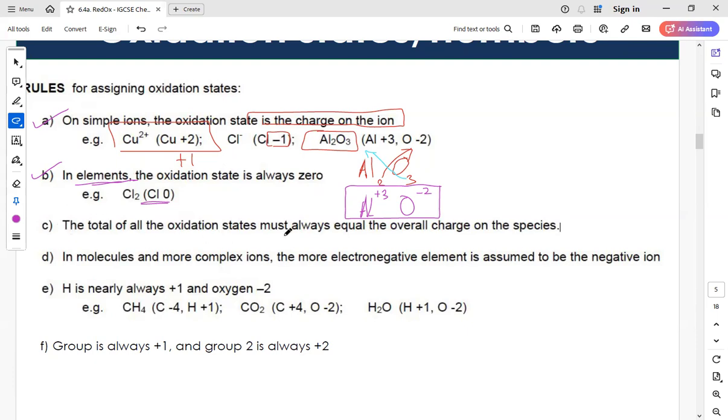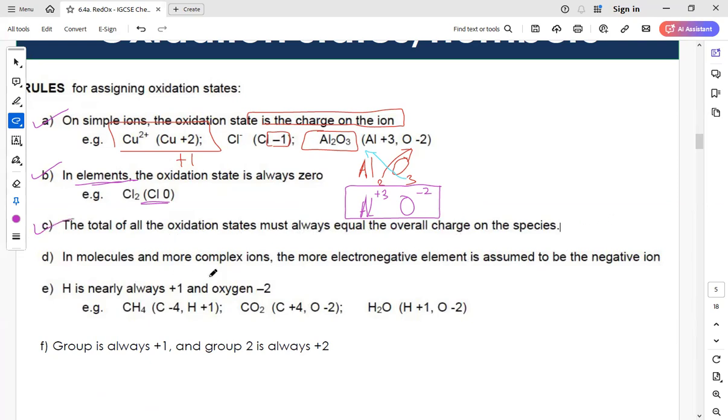The total oxidation states must always equal the overall charge on the species. ठीक है, so the total of all oxidation states must equal the overall charge on the species. So what does this mean? So what this means is if you sum up the oxidation states, it should equal the charge on the species, right? We'll look over that example in the next page. अच्छा, कर चुके हैं, ठीक है.